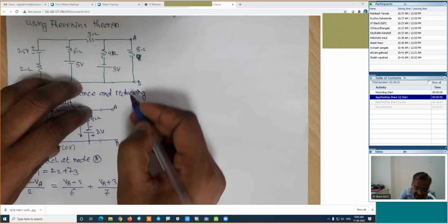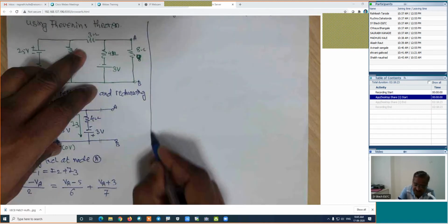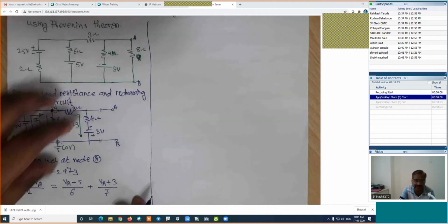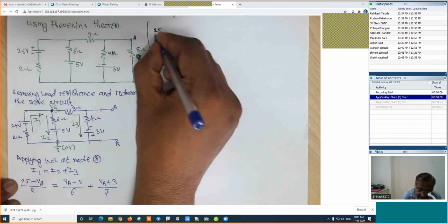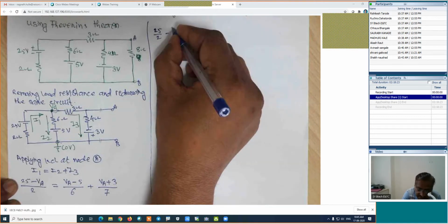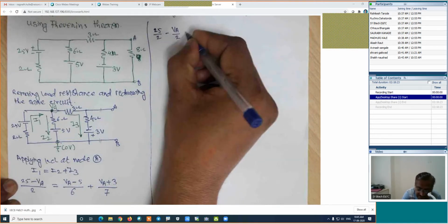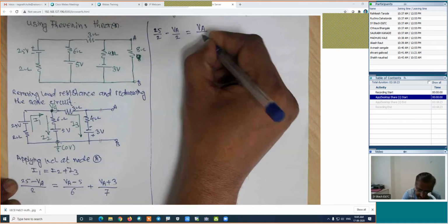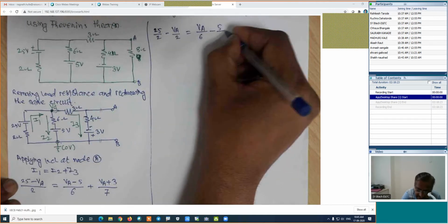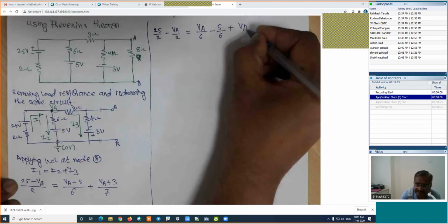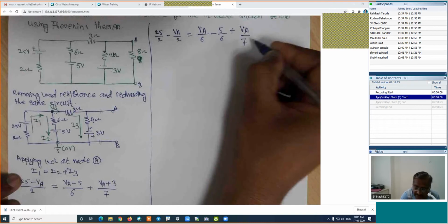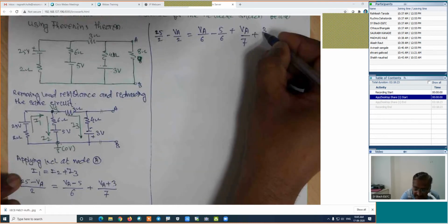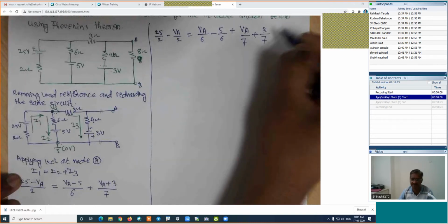Now I will simplify this equation, and then we are in a position to find its current and its potential, which is VTH. Simplifying, it will be 25 divided by 2 minus VA divided by 2, which is equal to VA divided by 6 minus 5 divided by 6, plus VA divided by 7, then plus 3 divided by 7. I have just separated the terms from this equation.